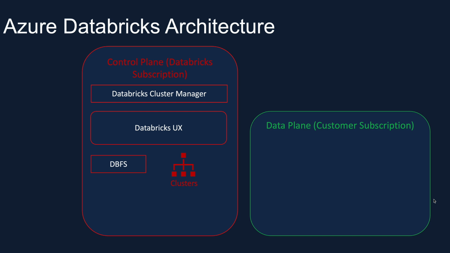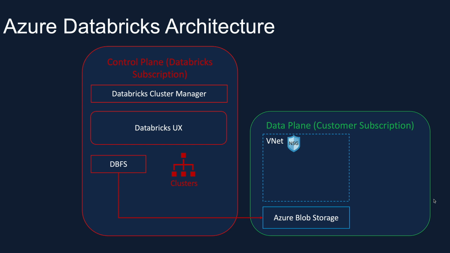When you create a Databricks service in Azure, there are 4 resources created in your subscription: a virtual network, a network security group for the virtual network, Azure Blob Storage for the default storage, and also a Databricks workspace. We've just created the Databricks service, so let's switch over to the Azure portal and have a look at those.